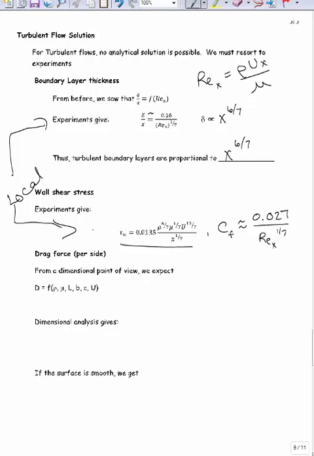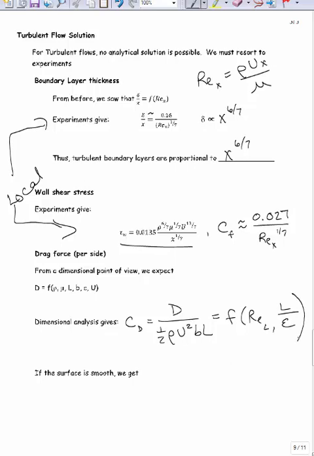Drag on the whole side, however, is not something that's changing with x. That's something that you integrate over x in order to figure out what it is. So our drag force per side, if you do dimensional analysis, you're going to get a coefficient of drag over 1/2 rho u squared BL, where BL is that area. And it's a function of Reynolds number at L and L over epsilon.